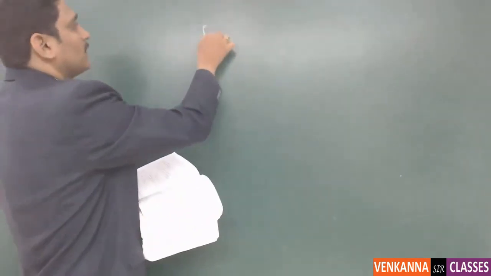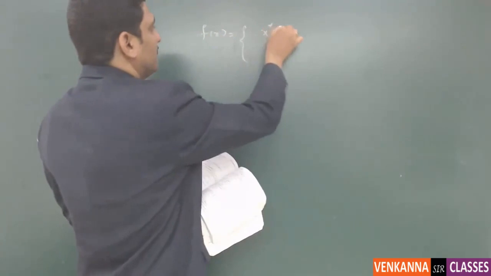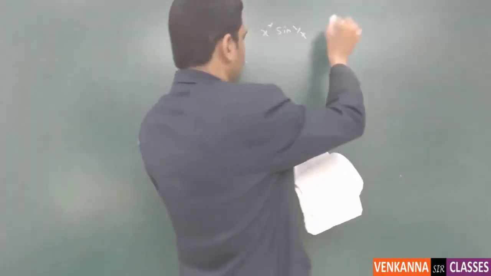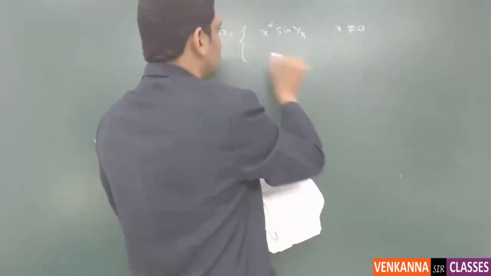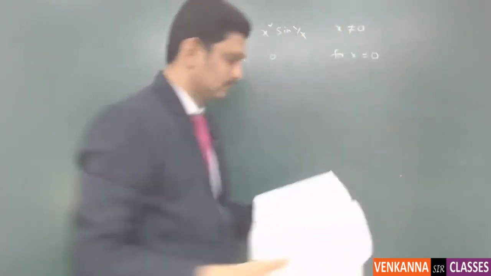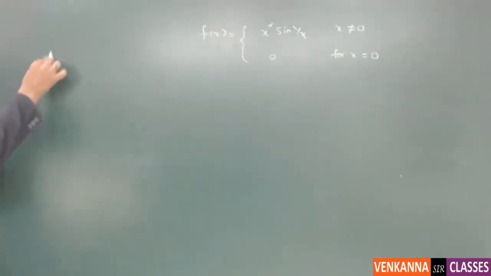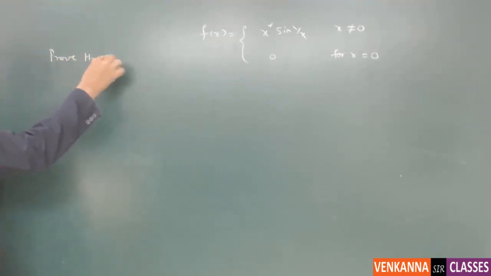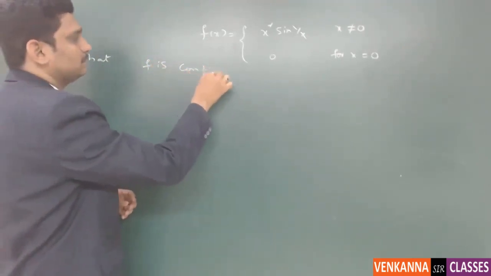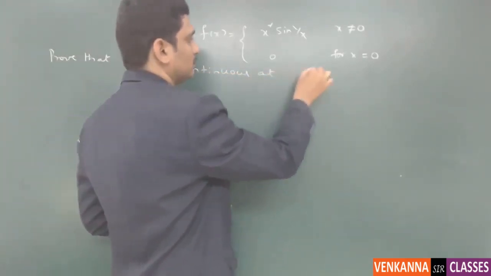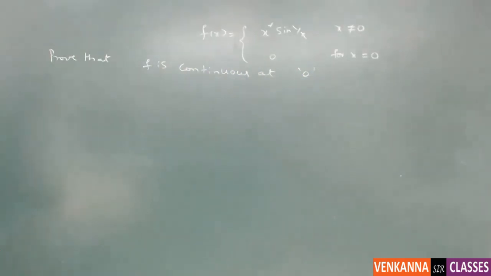So take the problem that I have given: f of x is equal to x square sine 1 by x for x not equal to 0 and 0 for x equal to 0. Prove that f is continuous at 0. This is my problem. Please take a note of it. After noting, please inform.